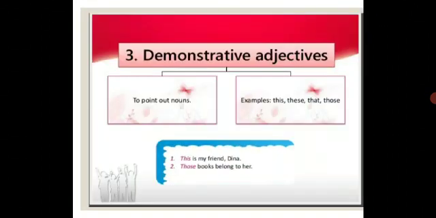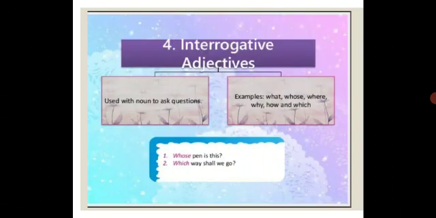Next is demonstrative adjective. To point out the nouns only. For example, this, that, these, those. This is my friend Dina. In this sentence, this is the demonstrative adjective. Those books belong to her. Those is demonstrative adjective.